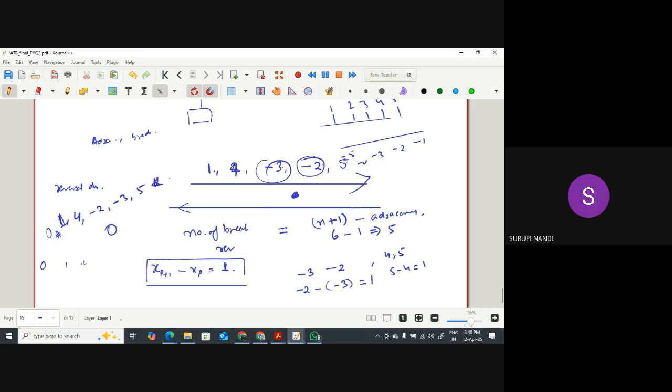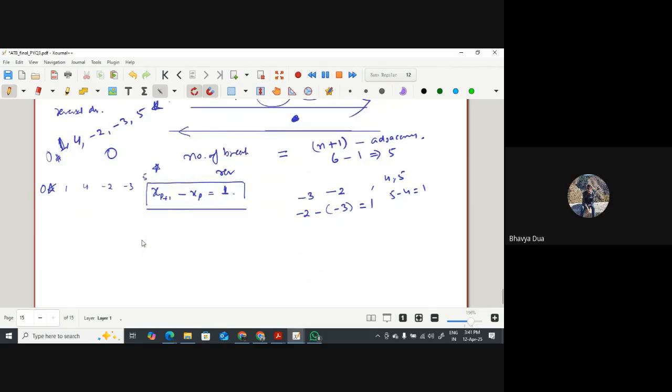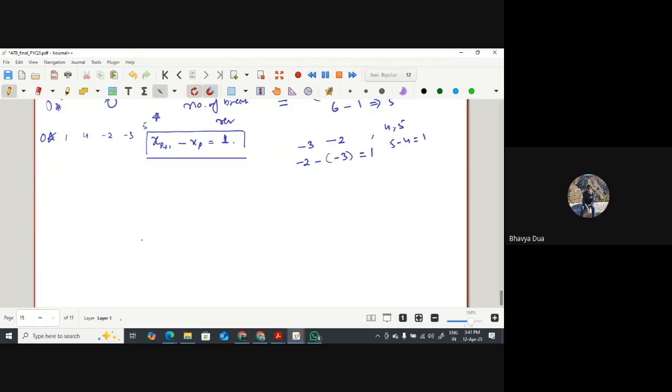Understood. If the sequence starts with 1, then we put a 0 in front of 1, and then there will be an adjacency between 0 and 1. Correct. And at the very end, we put n plus 1. If it is 5, then you put a 6 at the end. So 0 and n plus 1 you have to fix, and in between the numbers may vary as per the question.